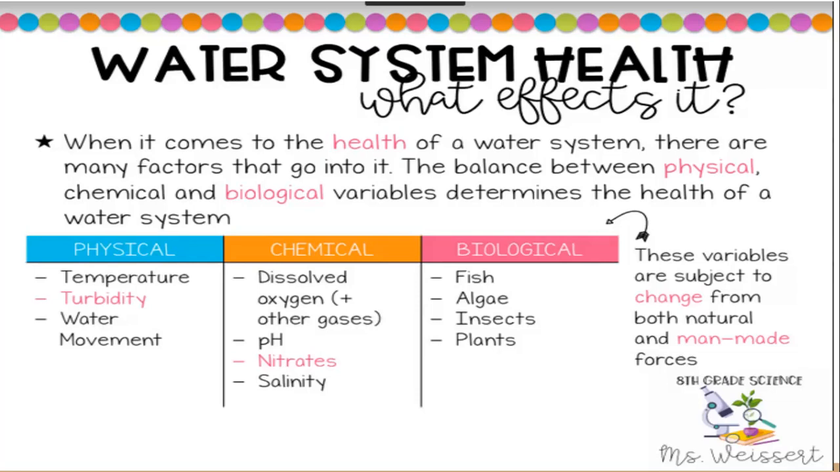When it comes to biological features, we've talked about anything when you see bio deals with life. So for this one, we're looking at the living things that are in the water. We're looking at the fish, we're looking at the plant life, we're looking at the algae content, as well as the different insects that might be involved with that water.